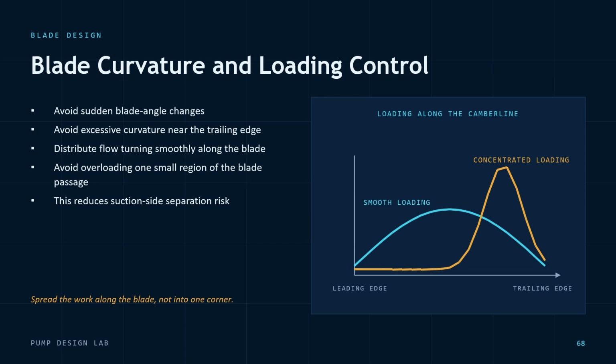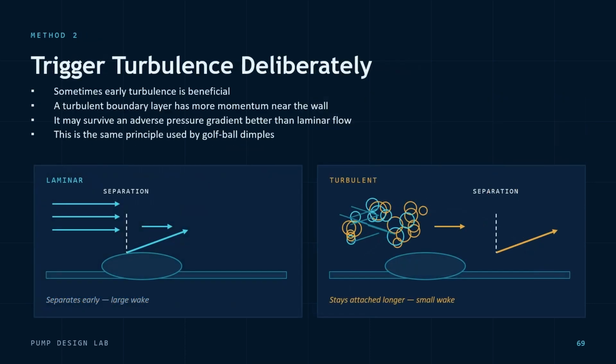When geometry alone cannot prevent separation, engineers may sometimes use a second strategy, deliberately energizing the boundary layer. Control Method 2. Trigger turbulence deliberately. Sometimes a designer deliberately promotes turbulence to avoid a larger separation loss. This is the golf ball idea. A turbulent boundary layer creates more skin friction, but it also has more momentum near the wall. If that extra momentum delays separation significantly, the total loss can be lower than with a smoother but weaker laminar boundary layer. One passive way to do this is with vortex generators.